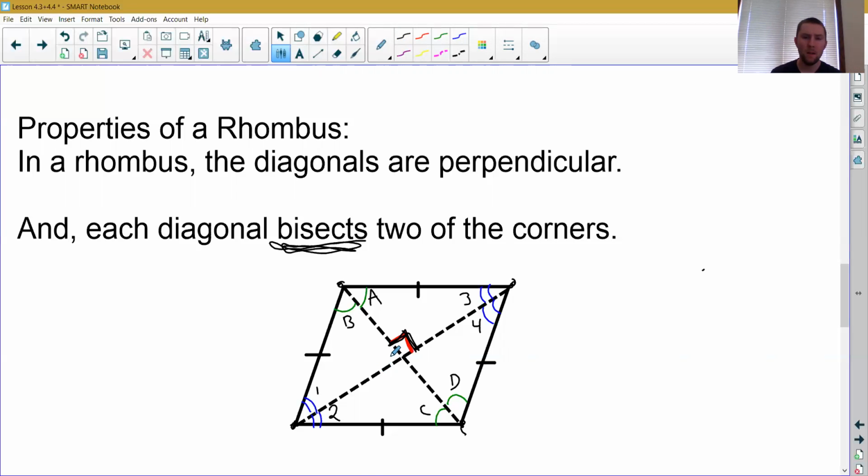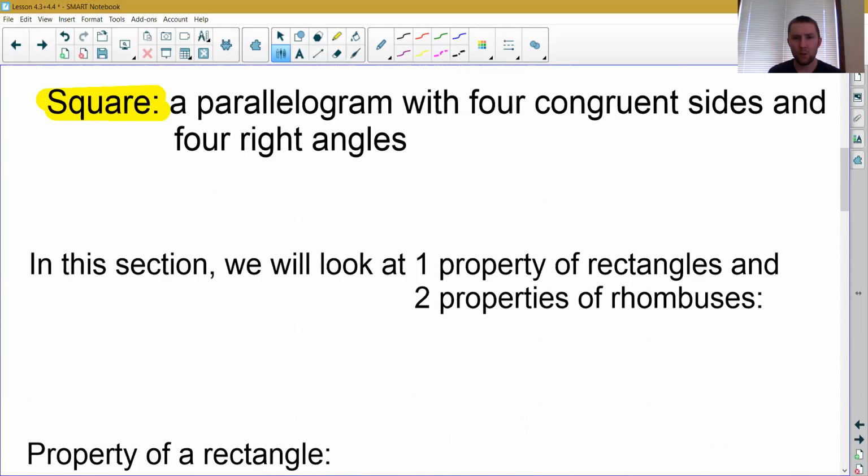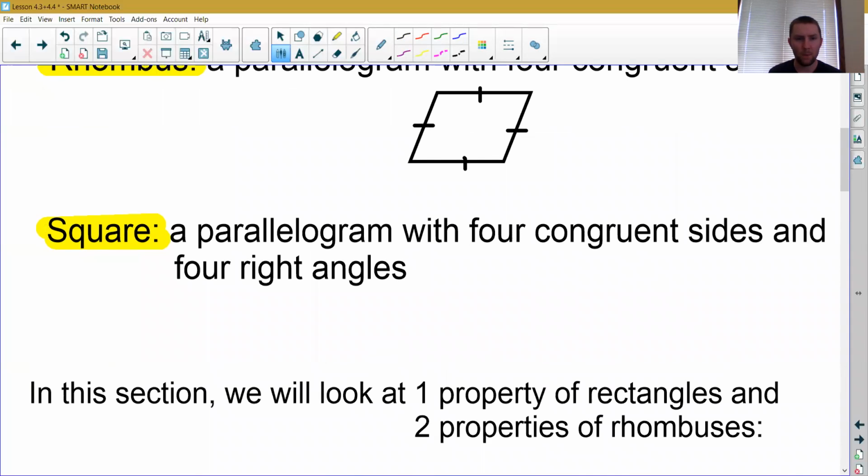All right? And then the last shape we're going to talk about is a square. A square is a parallelogram that has four congruent sides, and it has four right angles. So I want you to think about what that means. For it to have four congruent sides, and for it to have four right angles. Four congruent sides and four right angles.